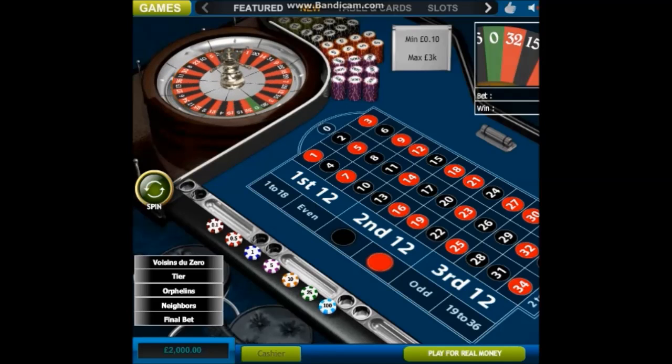So dozens, pretty simple. As you can see, they go down the side. You've got the first 12, 1 through to 12. You've got your second 12, that's 13 through to 24, and you've got your third 12, 25 through to 36. Those are your dozens, named appropriately because there's 12 in each. Then you've got your columns, still 12 in each, but instead of going across, they go down. So you've got the first column, the second column, and the third column. You get the idea. So columns and dozens.